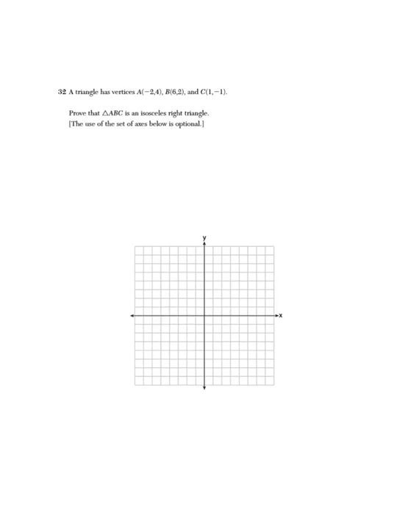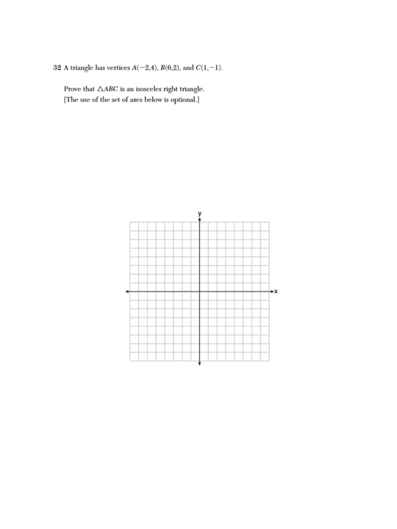Looking at number 32, you have to plot the points to really help you with your intuition here. So we have -2, 4 is A, 6, 2 is B, and C is 1, -1. They're asking us to prove that this triangle is an isosceles right triangle. To prove it's isosceles, we need to prove two sides are congruent. It appears these two sides are congruent, so you have AC and BC.